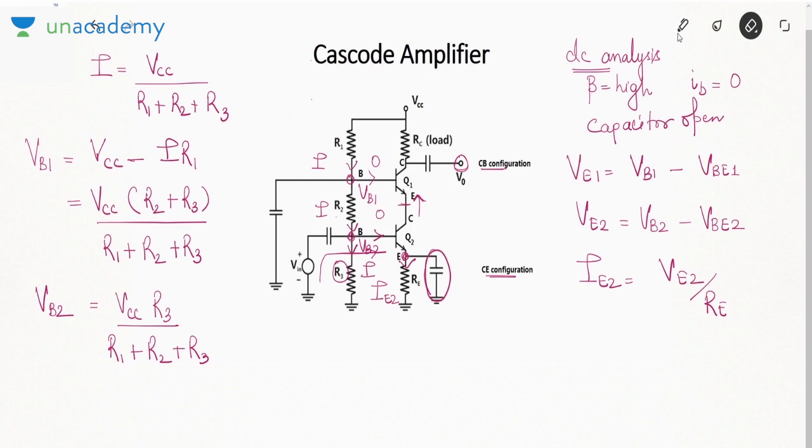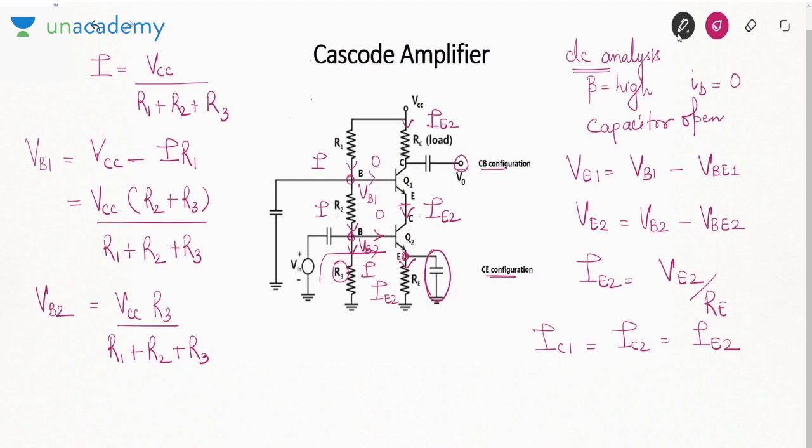Now since we know one thing, since base current is 0, emitter current is same as collector current. So this is also equal to IE2. This is also equal to IE2. So what we can say, IC1 is equal to IC2. Collector currents are same as the emitter current.